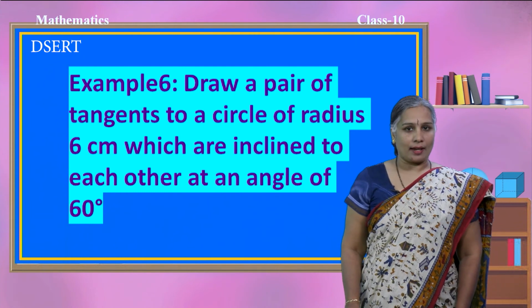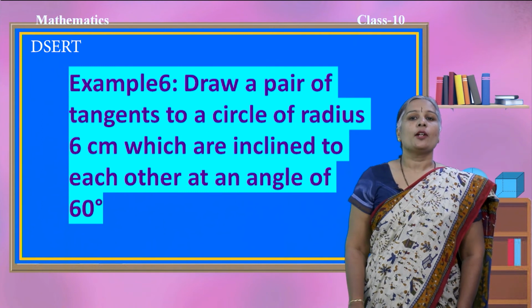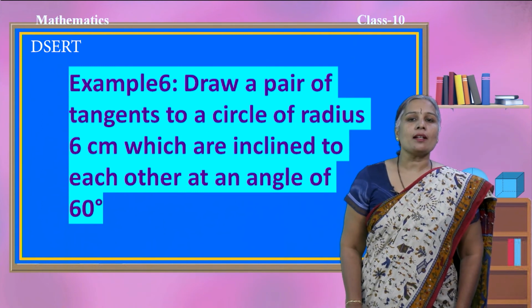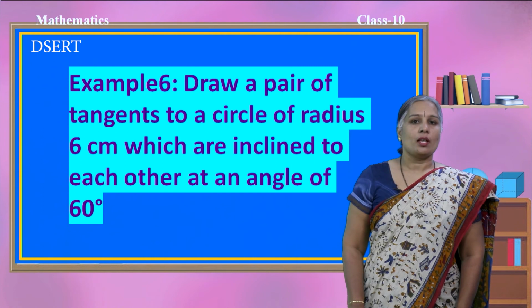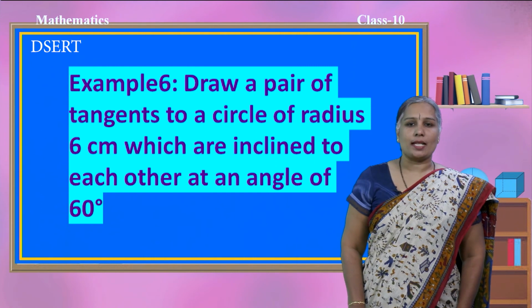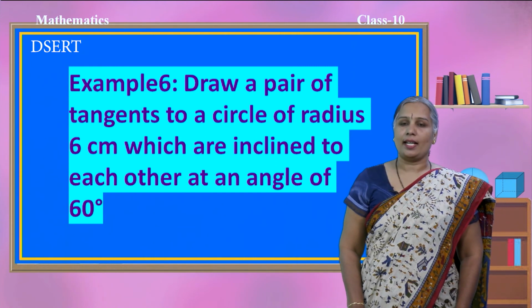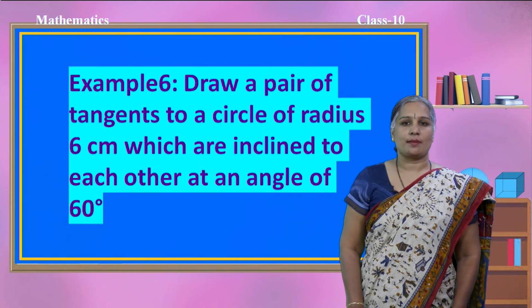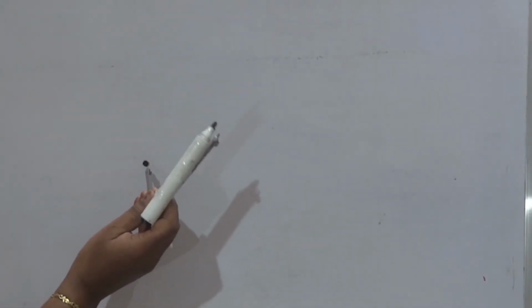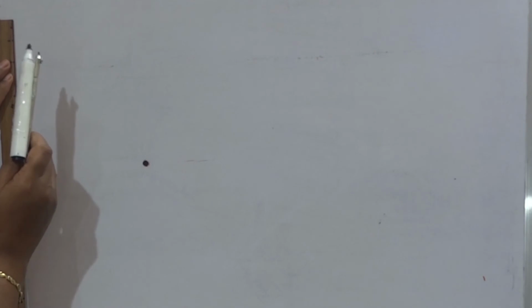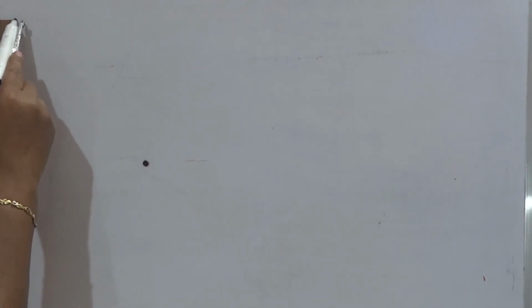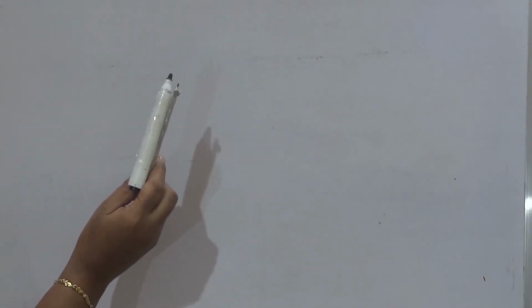Using that angle, we have to create 2 radii spacing 120 degrees. Then we have to create two tangents at end point of the radii. Let us see how to do this. To do this construction, let me draw a circle of radius 6 cm. For that, measure the radius 6 cm using compass. Now, make a circle of radius 6 cm.